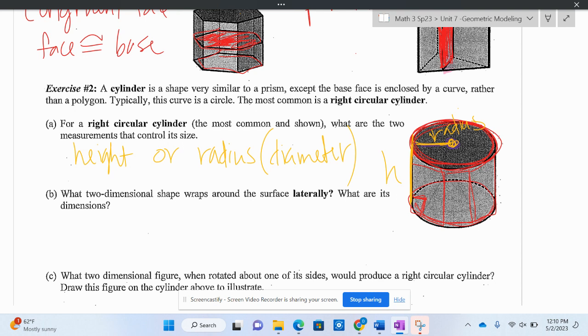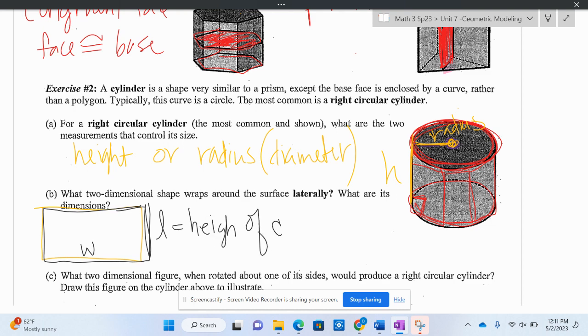So let's talk about what those dimensions are. If I'm talking about the dimensions of a rectangle, here's my rectangle. Well, if this is the length and this is the width, the length actually represents the height of the cylinder.